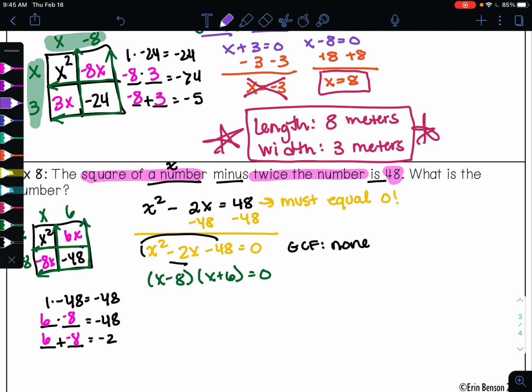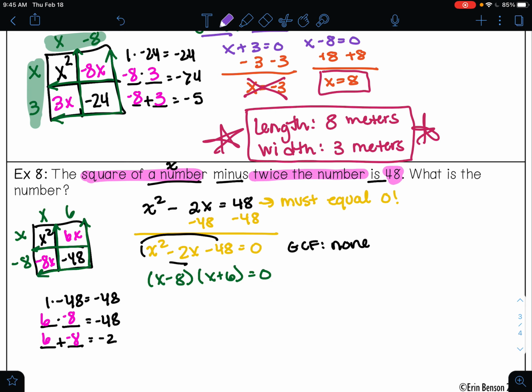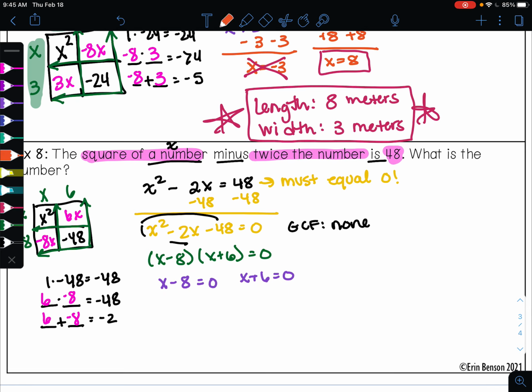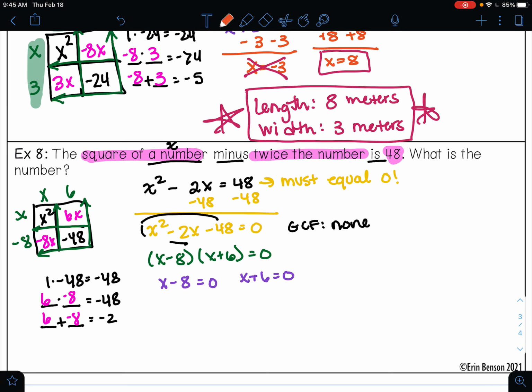Now I can use the principle of zero products. Either x minus 8 equals 0 or x plus 6 equals 0. And I can solve each of these equations. To undo subtraction, I'll do addition and get x equals 8. To undo addition, I'll do subtraction and I'll get x equals -6.